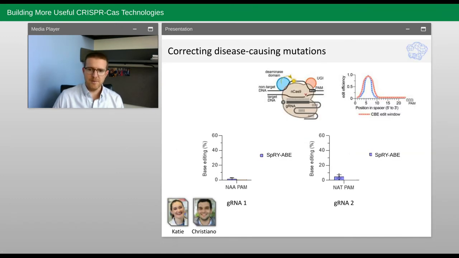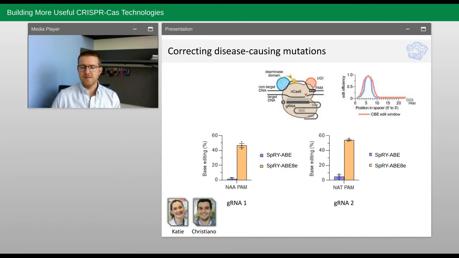With another collaborator, we were using a SpRY original 7.10 ABE to try and correct the disease-causing sequence. Here we selected two different guide RNAs that would position the edit window ideally over the target base. When we used the SpRY ABE with these two different guide RNAs, we observed relatively low editing efficiencies. But then when we used the ABE8e version described by David Liu's lab, we observed a very dramatic increase in on-target base editing, in some cases more than tenfold, using the SpRY ABE8e.